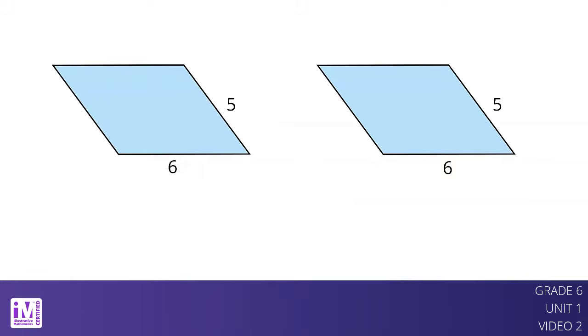Here are 2 copies of the same parallelogram. For the example on the left, let's consider the base to be the side that is 6 units long. Its corresponding height is 4 units. For the example on the right, let's consider the base to be the side that is 5 units long. Its corresponding height is 4.8 units.